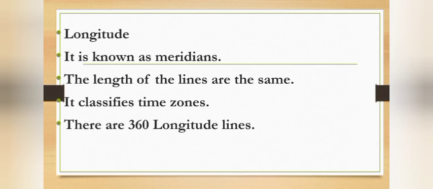So these are the differences. Latitude is known as parallel. Longitude is known as meridian. The length of the longitude lines is the same, but the length of the latitude lines is different. Latitude classifies heat zones, longitude classifies time zones. There are 181 latitudes and 360 longitude lines. Write all these notes in your notebook.